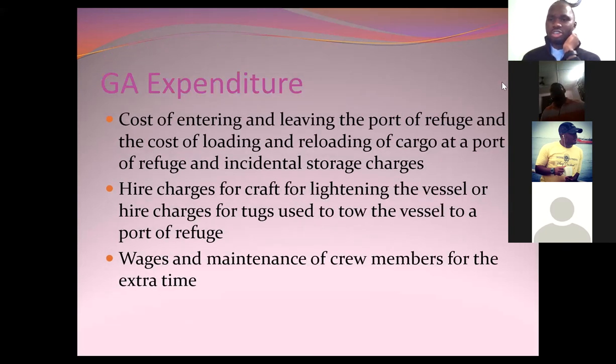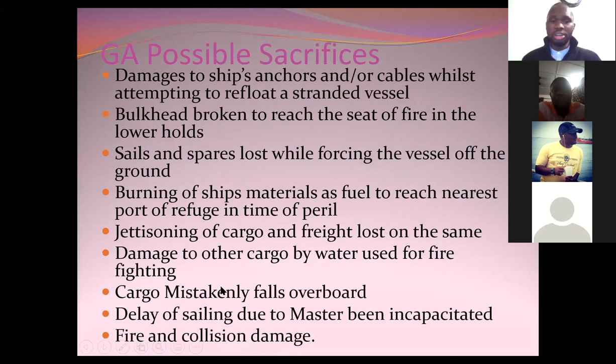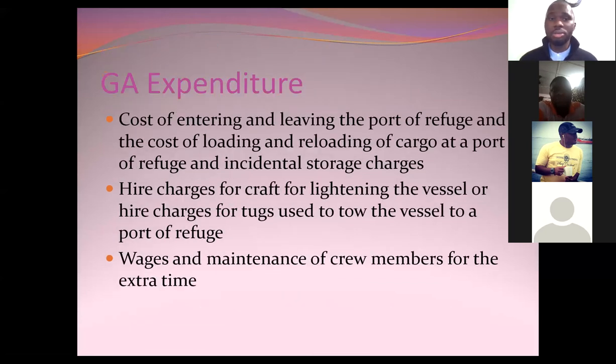This kind of general average that we are talking about, people ask, what kind of money? So the cost of entering and leaving ports, the port of refuge. For instance, in this previous example, we might say the captain is incapacitated. Well, let's move to the nearest port. Are you following me? Let's say you are moving from Gibraltar to China. And for one reason the master is not able, the chief officer can say, please, let's move to the nearest port. Who pays for this nearest port? That's when the general average adjuster comes in. And then incidental storage charges as well.